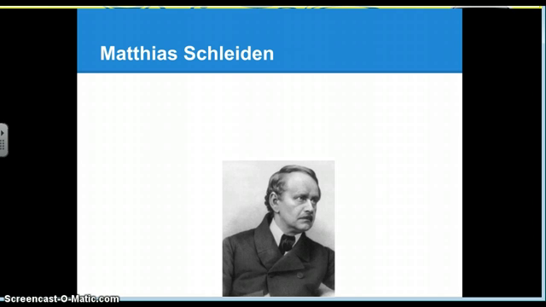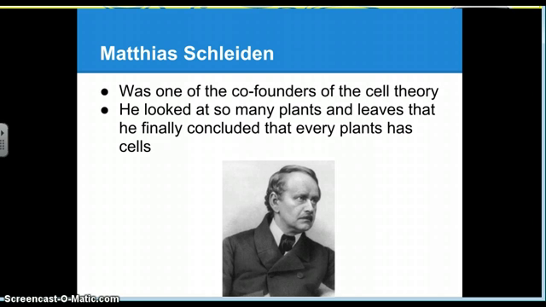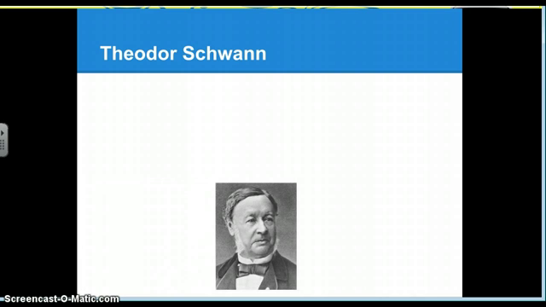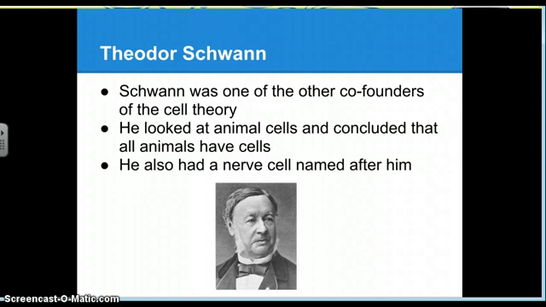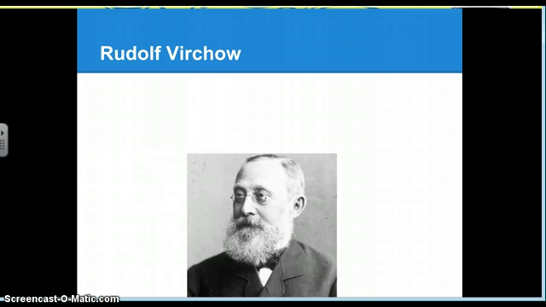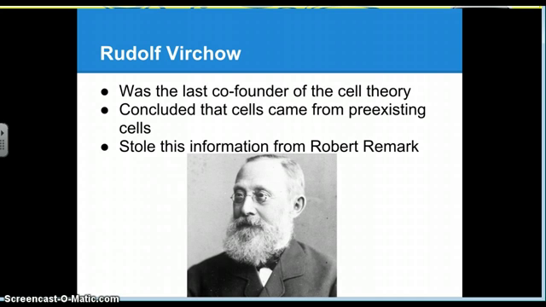With Matthias Schleiden, he was one of the co-founders of the cell theory. He looked at so many plants and leaves that he finally concluded that every plant has cells. Now we also have Theodor Schwann, and Theodor Schwann was the other co-founder of the cell theory. He looked at animal cells and concluded that all animals have cells. He also had a nerve cell named after him. Now we have Rudolf Virchow, and Rudolf Virchow was the last co-founder of the cell theory. He concluded that cells came from pre-existing cells, but unfortunately he stole this information from Robert Remak, and so they had a debate of who actually came up with the last point of the cell theory.